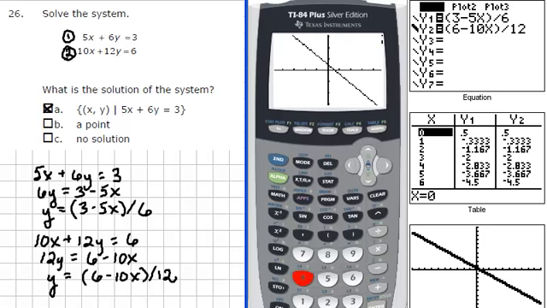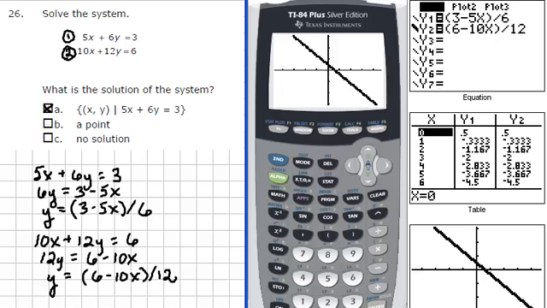It sketches the first line, and notice that as the second line is sketched, it goes right over top of the first line. What that does is it indicates that both of these equations represent exactly the same line. Therefore, every solution of one equation will be a solution of the second one.